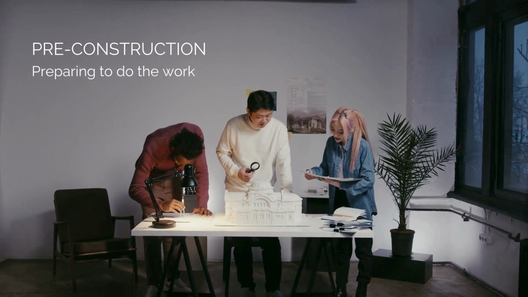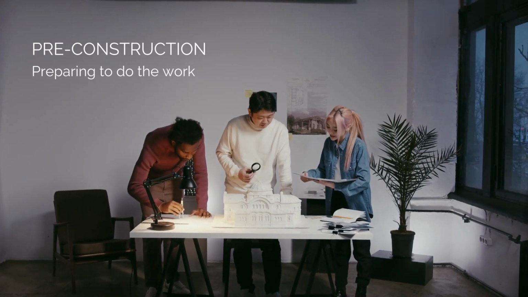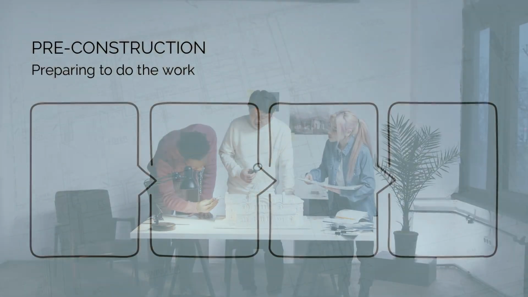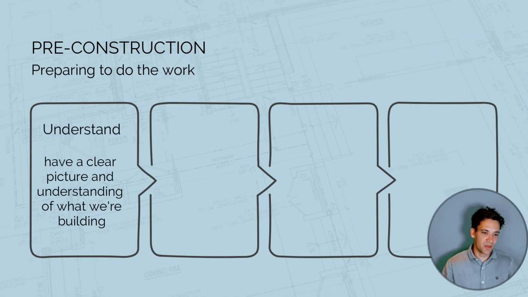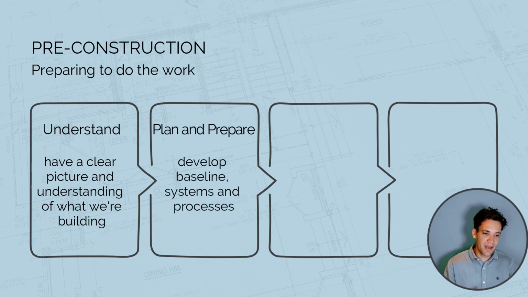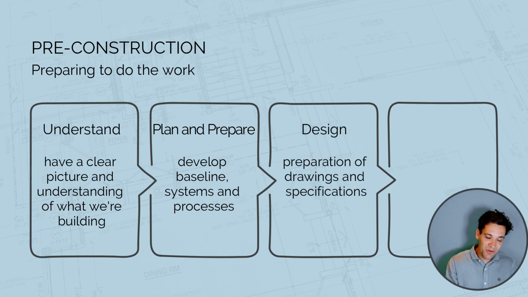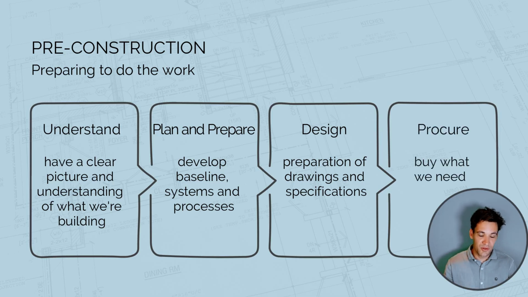During the pre-construction phase, we're preparing to do the work. This involves 4 core steps. We need to understand the work we're doing, so we need to have a clear picture and clear understanding of exactly what we're building. We want to plan and prepare, so develop a baseline, establish our systems and processes. We need to do any design work we need to do. This is the preparation of the drawings and specifications. And then we need to do our procurement. So we need to buy the external goods and services we need to deliver the project.